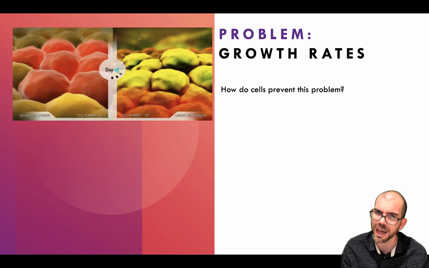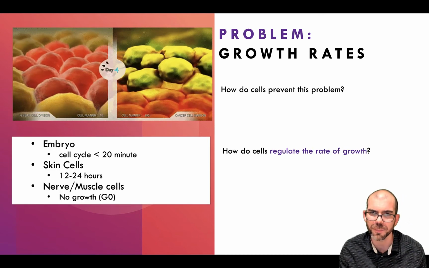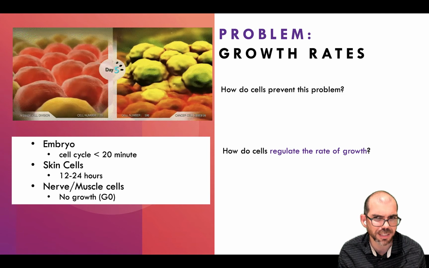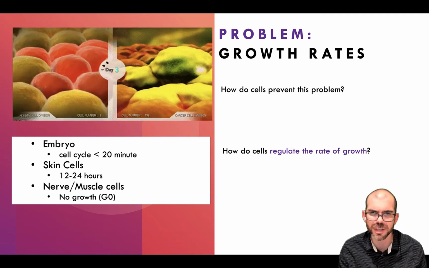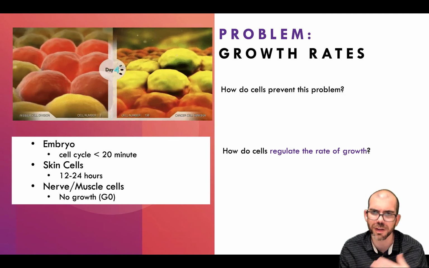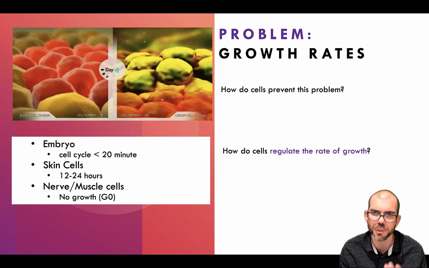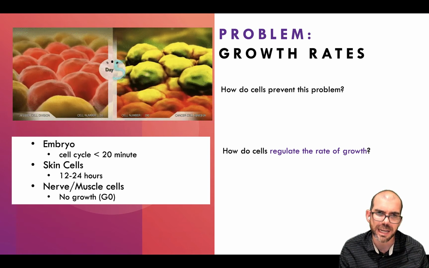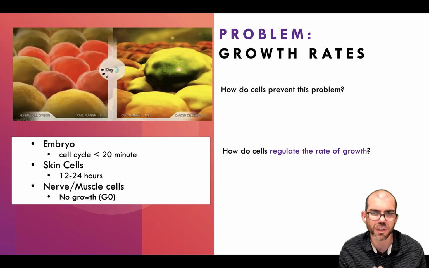Well, the answer to that is also tied to the fact that cells need to be able to regulate their rate of growth. Your cells can't be reproducing at all times. You'll develop too much skin, too much heart tissue, too much brain tissue, and so on and so forth. Each type of tissue needs to grow at a particular rate.